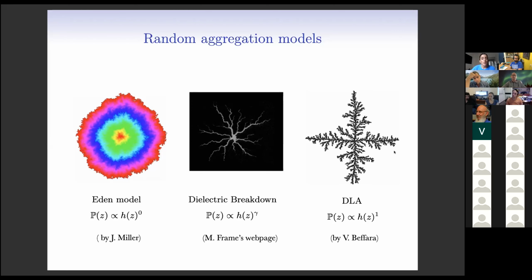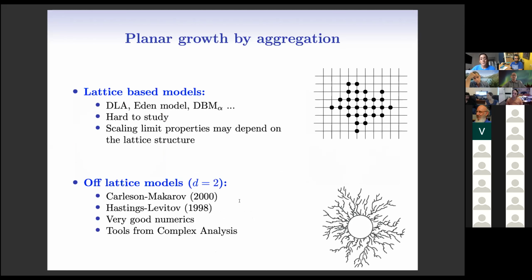So around 2000, physicists and mathematicians started wondering, should we try to build aggregation models directly in the continuum? And Carleson and Makarov proposed to use conformal maps to build random aggregation directly on the complex plane. And roughly at the same time, Hastings and Levitov used these ideas to define a one-parameter family of models, which now go under the name of Hastings-Levitov models.